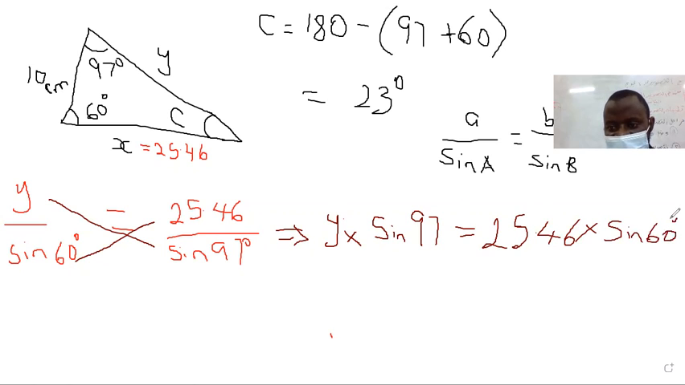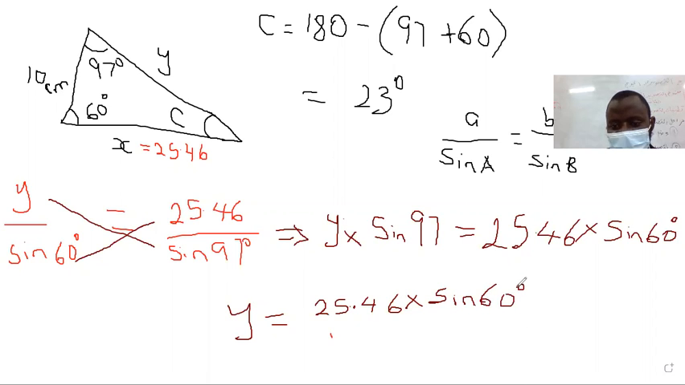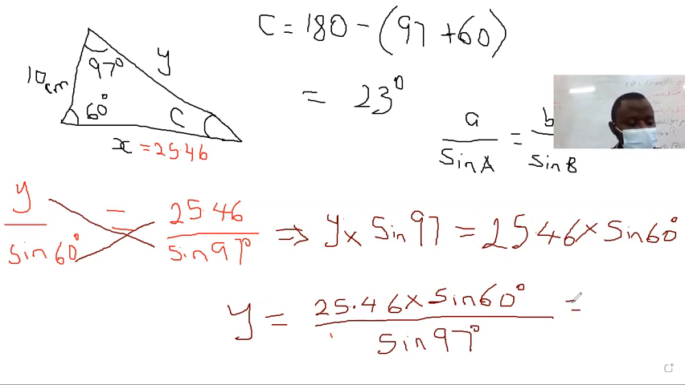Can you see that now? That's very interesting. Now, my Y is what? Y will be equal to 25.46 multiply sine 60 degree, divide by sine 97 degree. You can see this now, very interesting. Okay, what is our final answer?